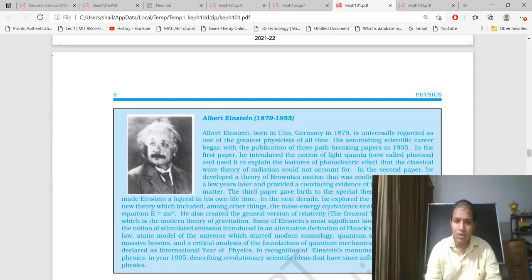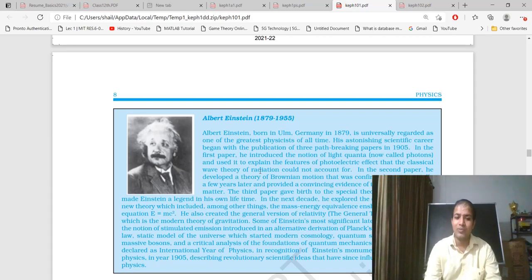Albert Einstein, born in Ulm, Germany in 1879, is universally regarded as one of the greatest physicists of all time. His astonishing scientific career began with the publication of three path-breaking papers in 1905. In the first paper, he introduced the notion of light quanta, now called photons, and used it to explain the features of photoelectric effect that the classical wave theory of radiation could not account for. Actually, the photoelectric effect cannot be explained with the wave theory of radiation.